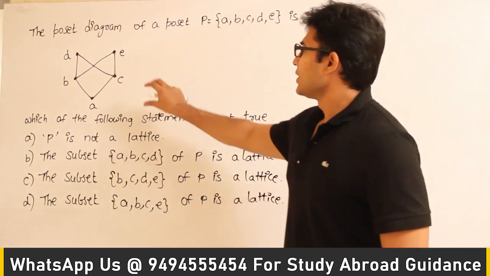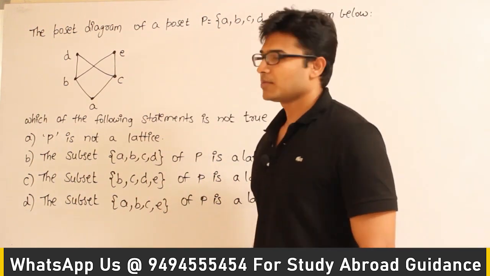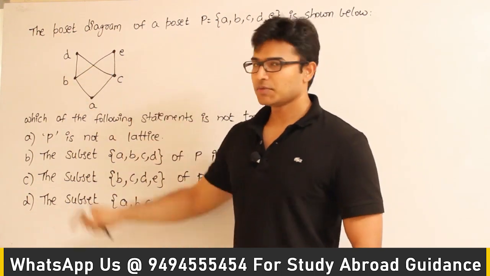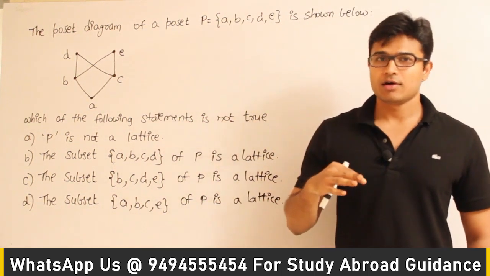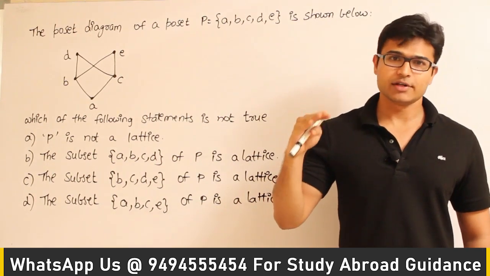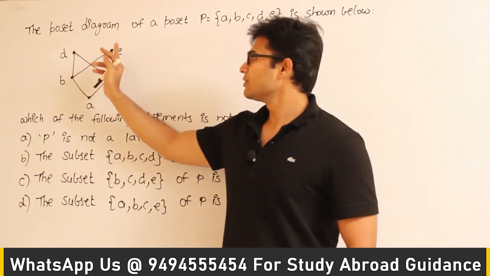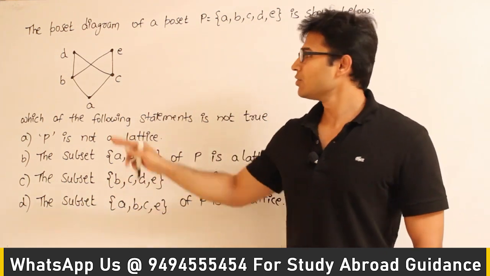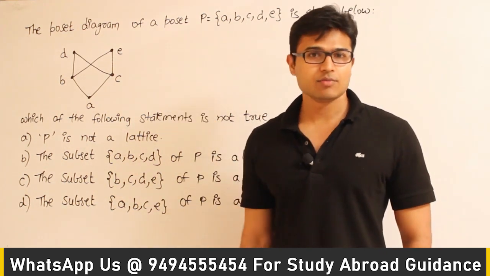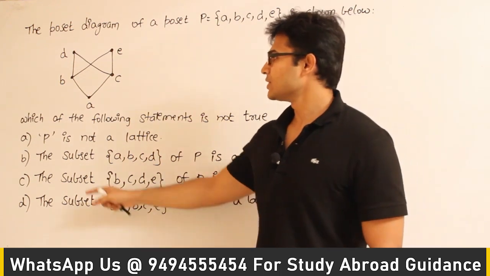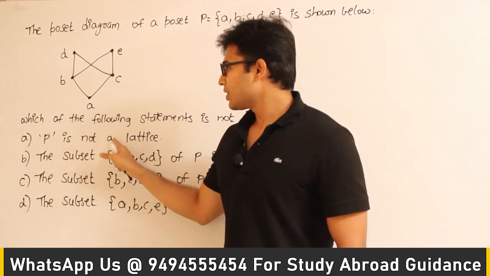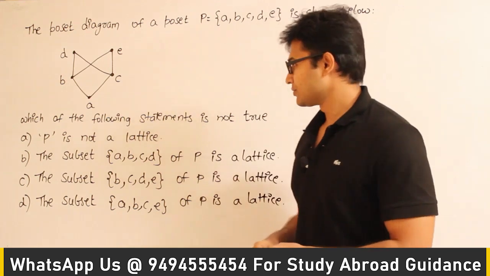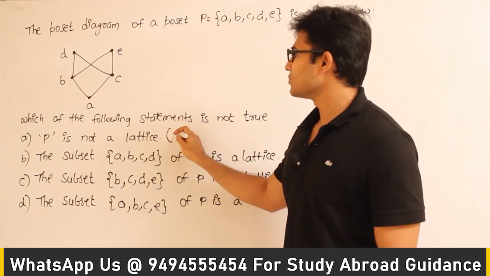So see this one, if you look at this, there are 2 maximal elements. Whenever we have 2 maximal elements, there will be no least upper bound for them. For D and E, there is no least upper bound, therefore it cannot be a lattice. So the first thing is, the given poset is not a lattice. So see this, P is not a lattice. It is definitely true, isn't it? So this one is true.